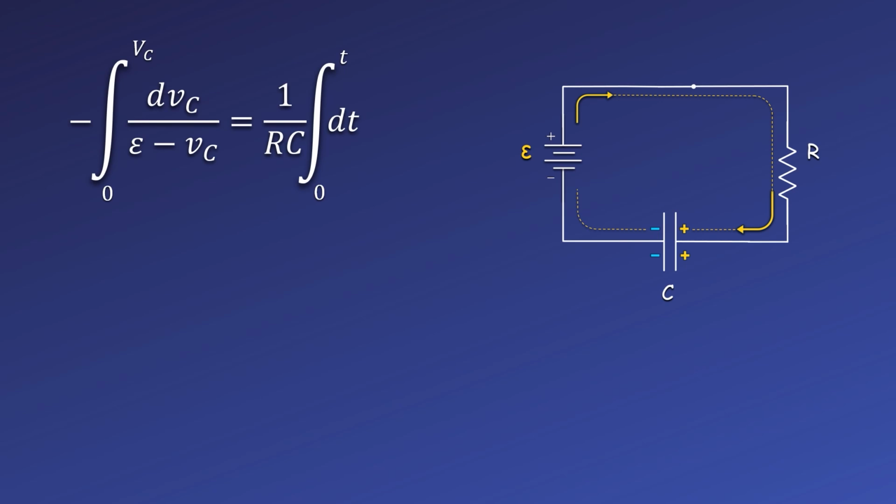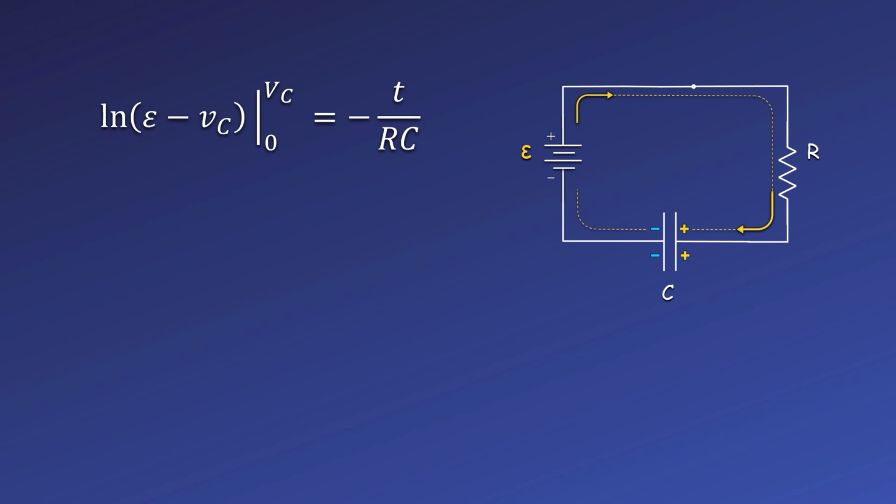This is a simple integral we can get using a U substitution with U equal to epsilon minus Vc. Taking a derivative with respect to V sub C, we get du is equal to minus dV sub C. This will give us another integral that results in a natural log on the left, and the right side is the same as what we got earlier. We'll also move the minus sign to the other side to make things simpler.